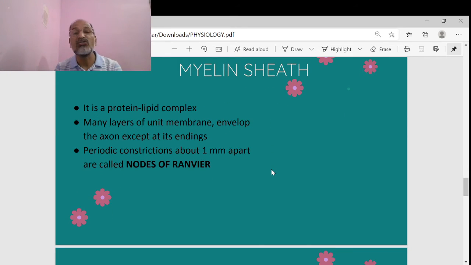The myelin sheath is a protein lipid complex which is covering the axon, consisting of many layers of the unit membrane, and they envelop the axon except its endings, that is the axon hillock, and the terminal. At both places, the myelin sheath is not there. And at the node of Ranvier, there are constrictions in the myelin sheath at every 1 millimeter apart. Those constrictions are called the nodes of Ranvier.